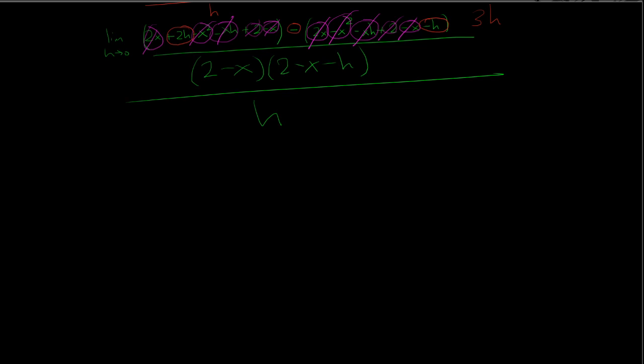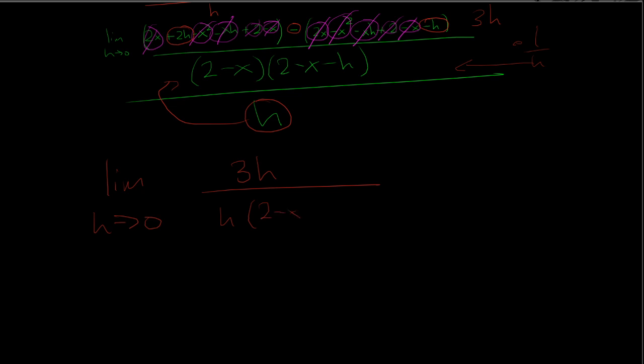So I'm going to rewrite this. And by the way, this thing is going to go over here because we're dividing by h, which is the same thing as multiplying by 1 over h. So the h will go there. So I'm going to rewrite it as limit as h approaches 0, 3h over h times 2 minus x times 2 minus x minus h.